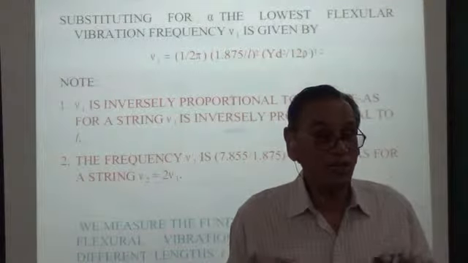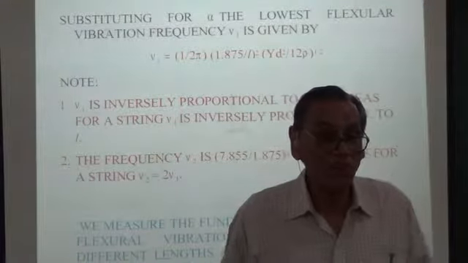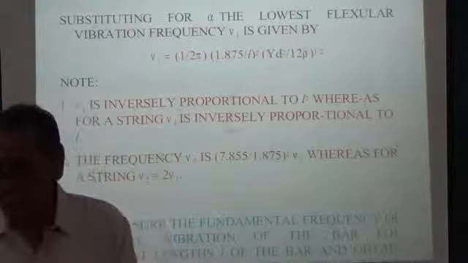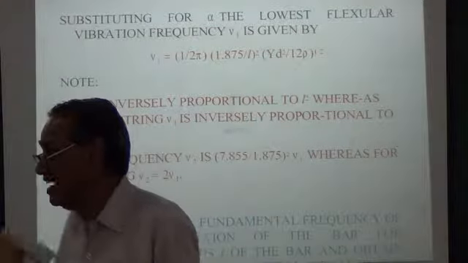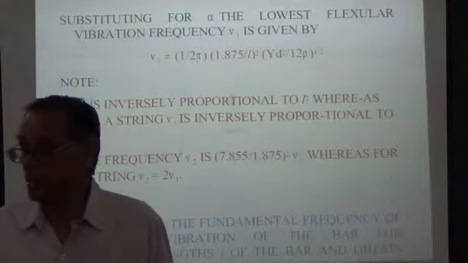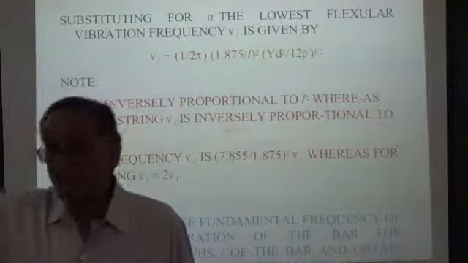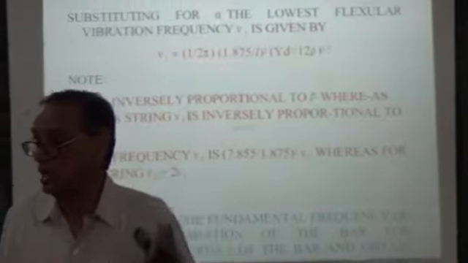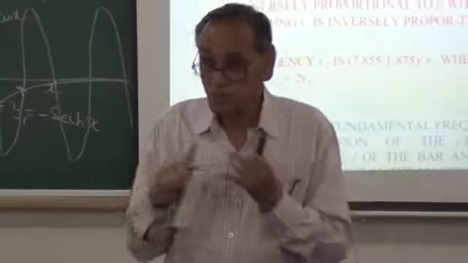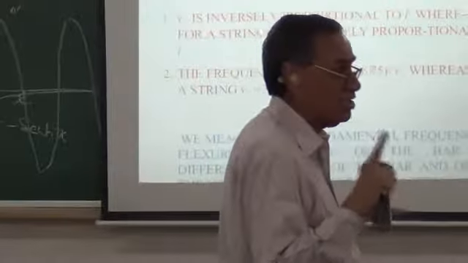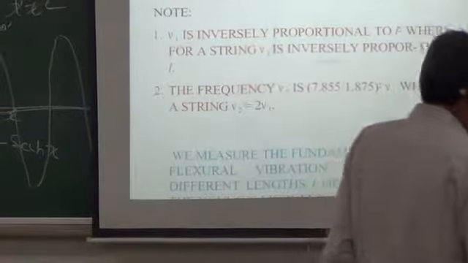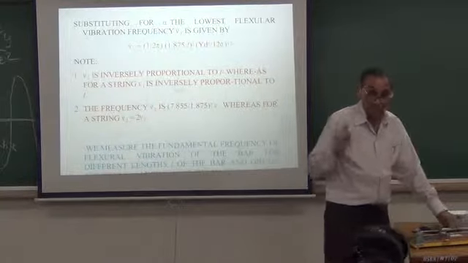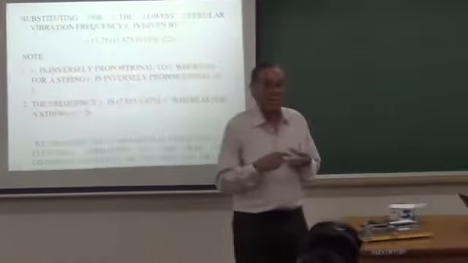For a string, the overtones are in the ratio of the integers. The fundamental is omega 1. The next higher frequency is 2 omega 1. Here, the next higher frequency is 6.22 omega 1, and the higher frequency still is much larger. Frequencies are not in the ratio 1:2:3. So there are two things: frequency is inversely proportional to square root, and second, the overtone to the fundamental is 6.22. You will verify both and then calculate the Young's modulus.